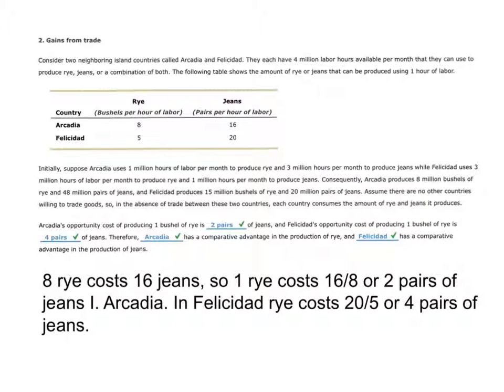On the other hand, in Felicidad, they can produce 5 bushels of rye per hour, or 20 pairs of jeans. So that means whenever they choose to produce 1 bushel of rye, they give up 4 pairs of jeans. So Arcadia has a comparative advantage in the production of rye because they give up fewer than Felicidad. And Felicidad, if you do the same exact thing backwards, it turns out they have a comparative advantage in the production of jeans.